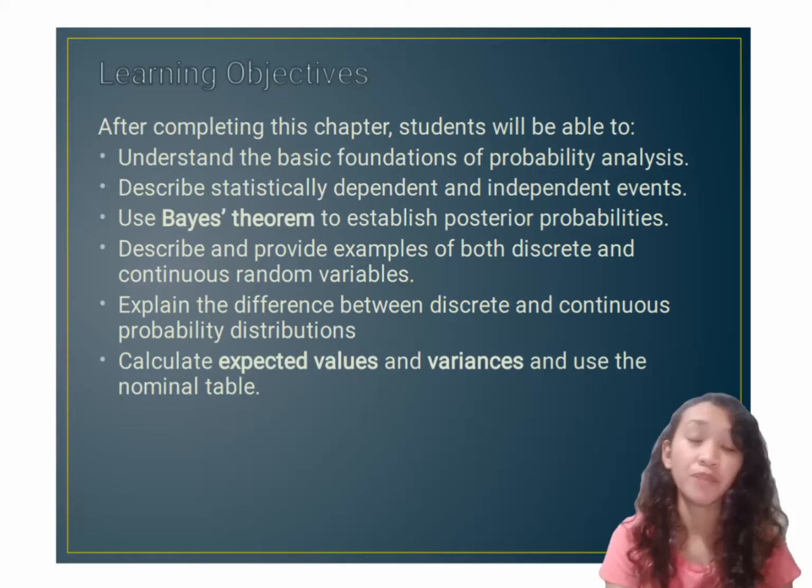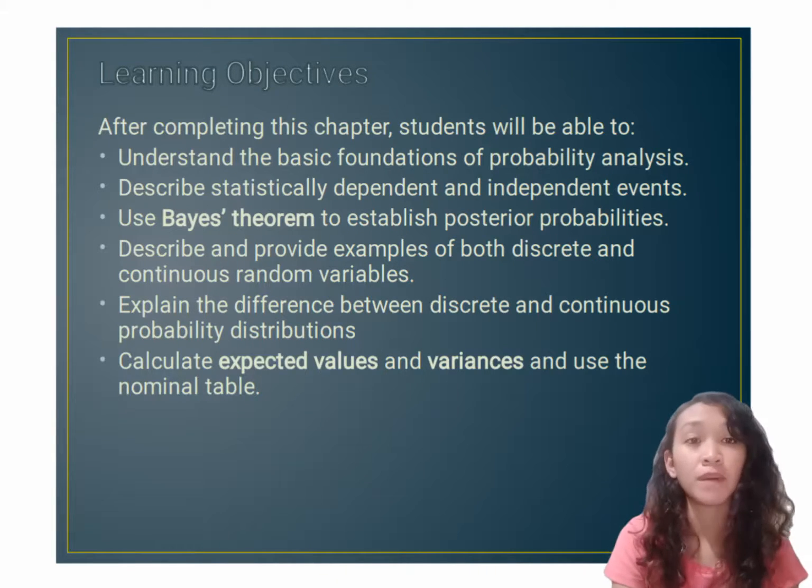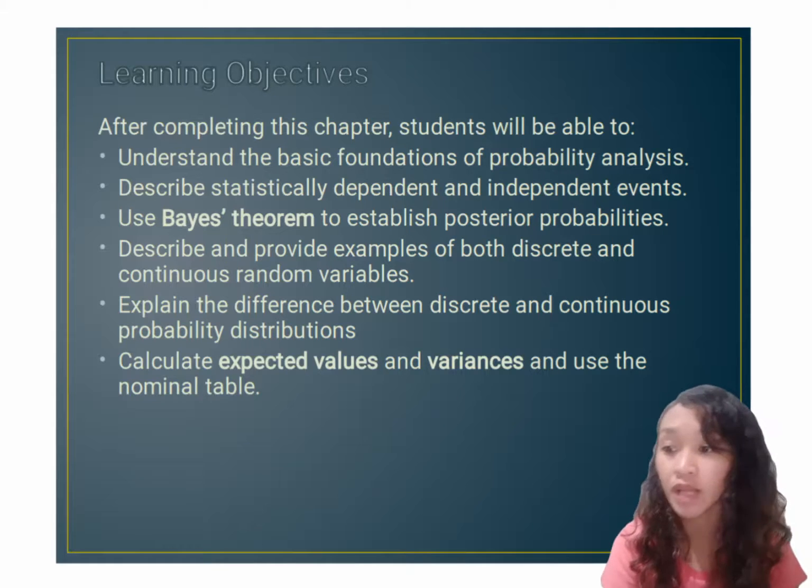After completing this chapter, the students will be able to understand the basic foundations of probability analysis, describe statistically dependent and independent events, use Bayes' theorem to establish posterior probabilities, describe and provide examples of both discrete and continuous random variables, explain the difference between discrete and continuous probability distributions, and lastly, calculate expected value and variances and use the binomial table.